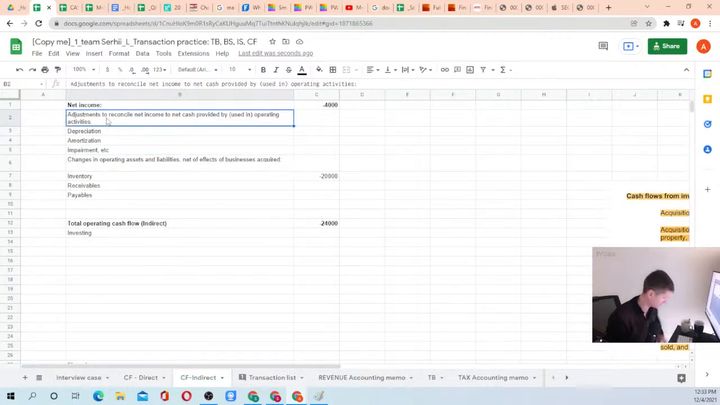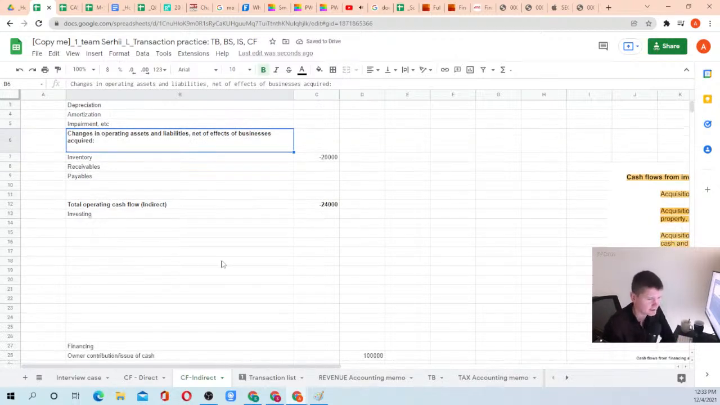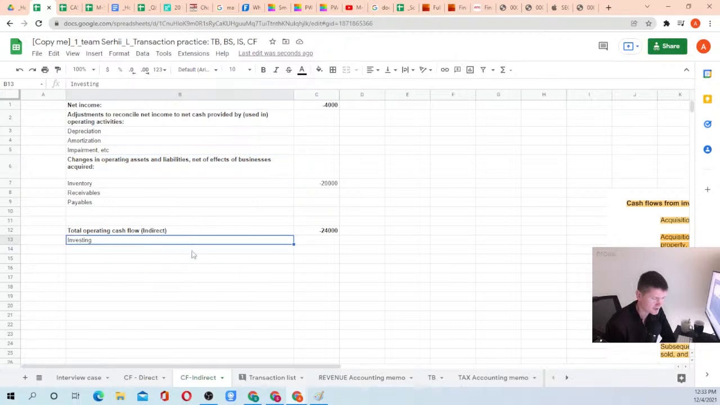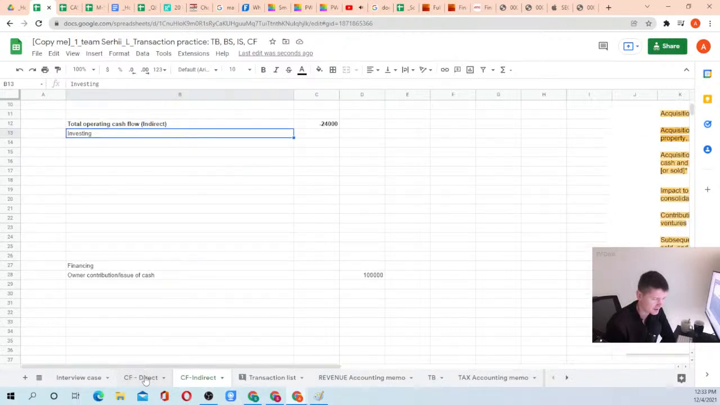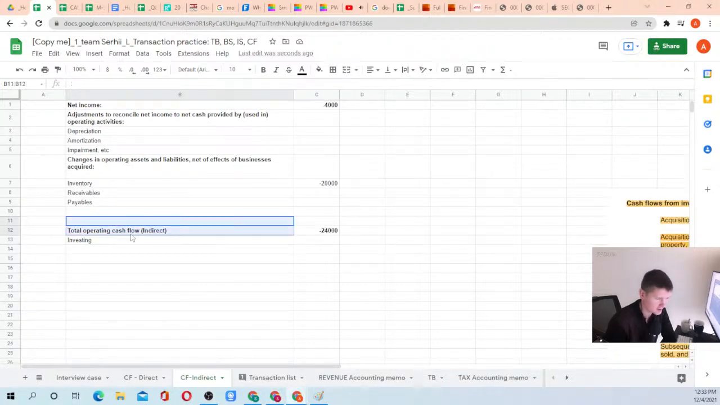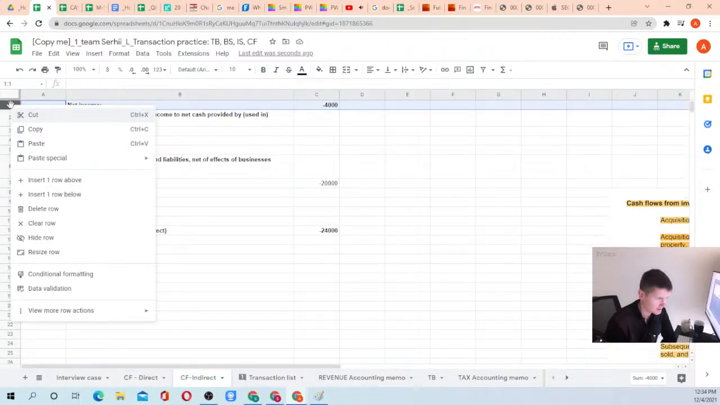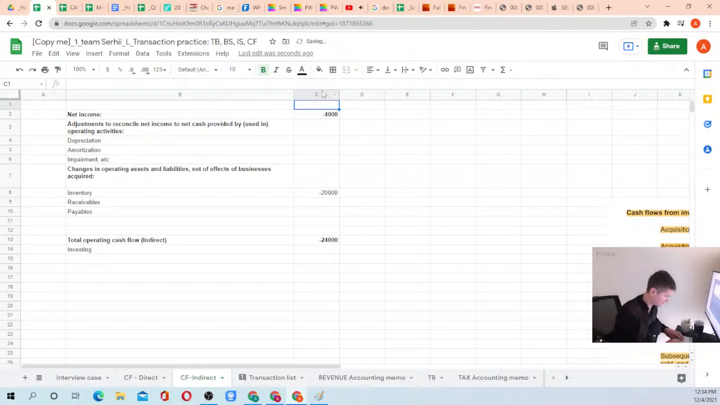Adjustment changes. Okay, let me highlight this. So our investing and financing activities will be the same under the indirect method as with the direct method. I hope that's clear, but I will repeat that a few more times. So this will correspond between the two methods. And now we need to get somehow from 4,000 to 15,000, period 1. Okay, let's also call this period 1.